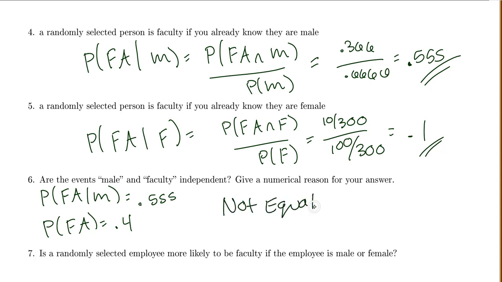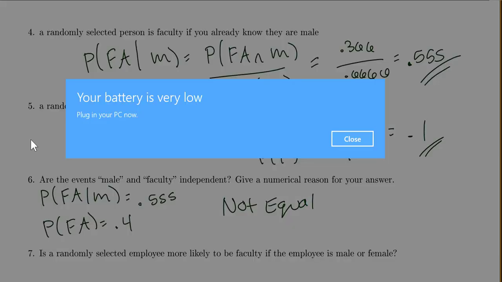So that means your probability of being faculty changes if you are a male. That means they are dependent. They affect each other. So again, because the probability of being faculty changes if you know they're male, they are dependent.